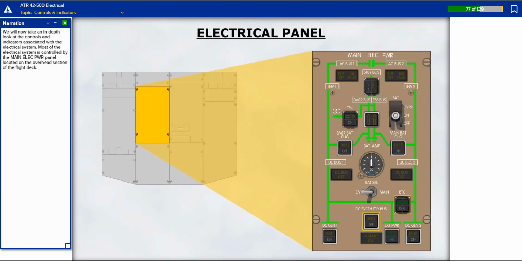We will now take an in-depth look at the controls and indicators associated with the electrical system. Most of the electrical system is controlled by the main electrical power panel located on the overhead section of the flight deck.